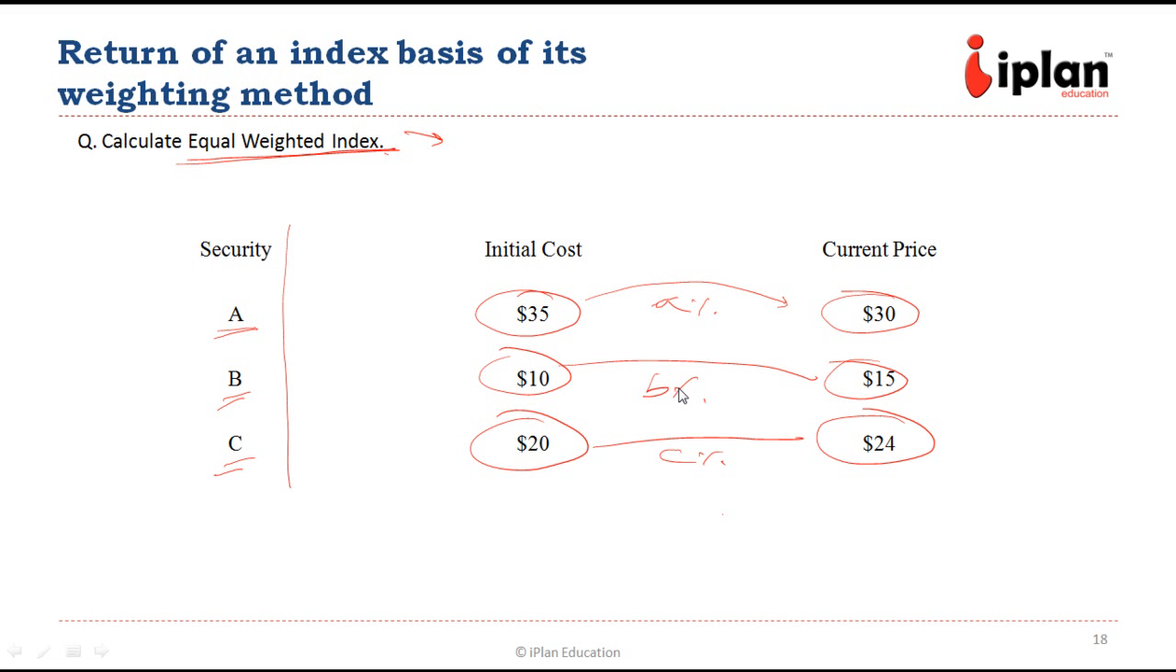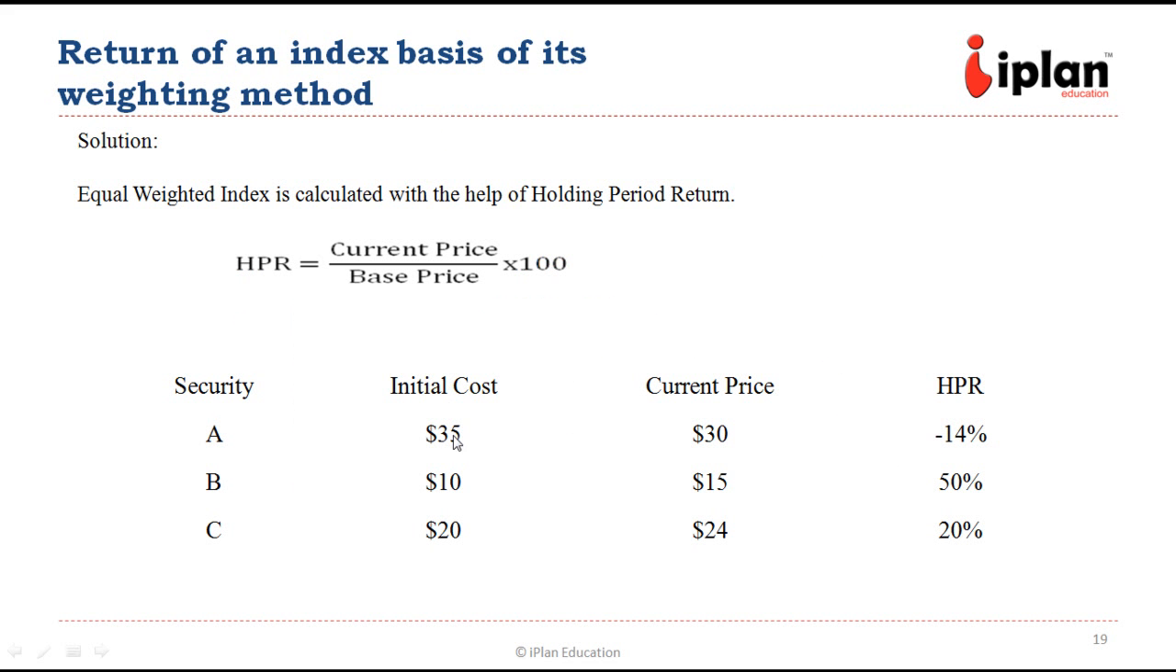So let us calculate that. Initial cost was 35, current price was 30. So a drop of 5 on 35, so it is about a 14% drop. In this case, 10 to 15 is a 50% rise, and 20 to 24 is a 20% rise.